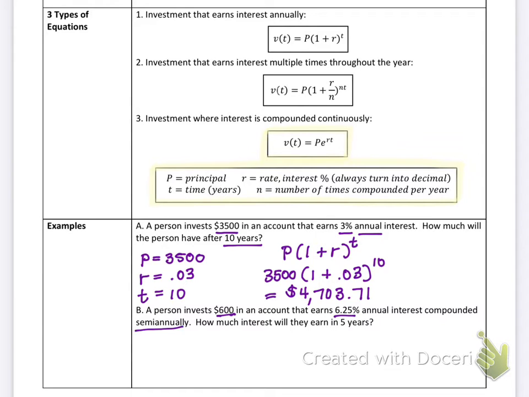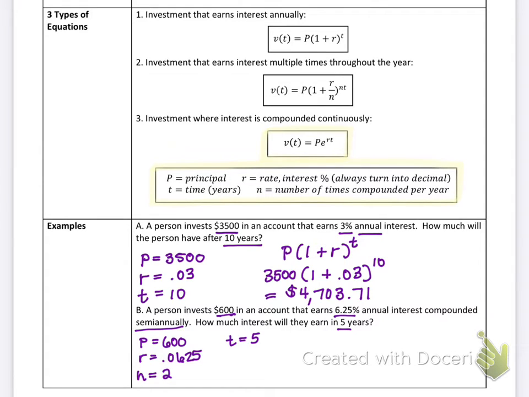So the next problem, it's the same thing. We've already established it's going to be the second equation, so we're going to highlight our key pieces of information. It says a person invests $600 in an account that earns 6.25% annual interest compounded semi-annually. How much interest will they earn in 5 years? So again, we're going to start with our key pieces. We have our principal of 600, our rate of 0.0625, our N of 2, and our T of 5.